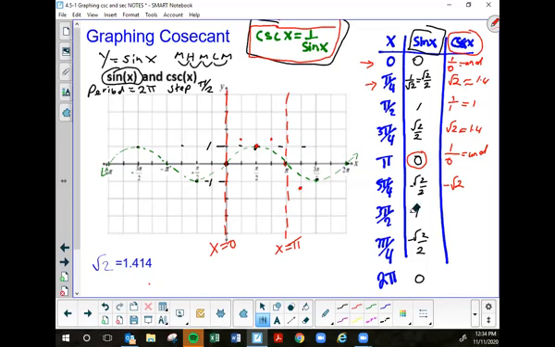At 3 pi over 2, this was negative 1, and 1 divided by negative 1, the reciprocal will be negative 1. So those graphs are going to intersect at that point there. This one again is going to be negative root 2, so again about negative 1.4. And the last point, when my angle is 2 pi, my sine is 0, so my cosecant, which is the reciprocal of it, will be undefined, which will be a vertical asymptote.